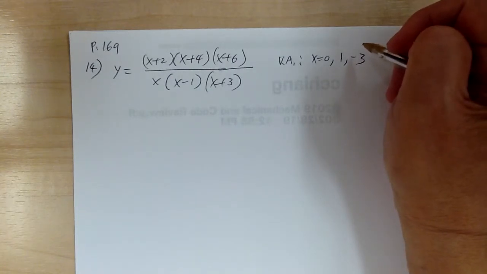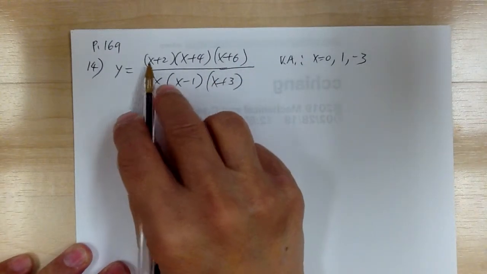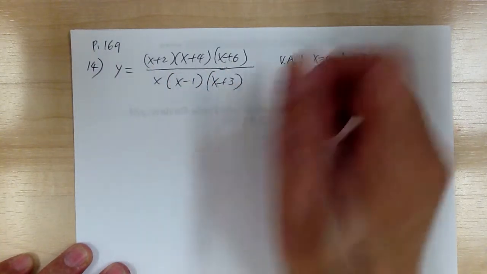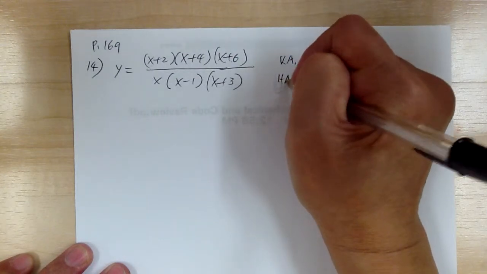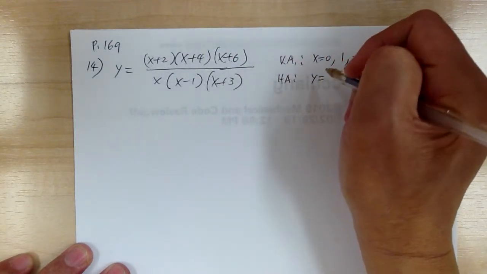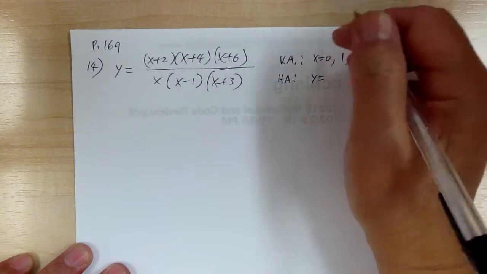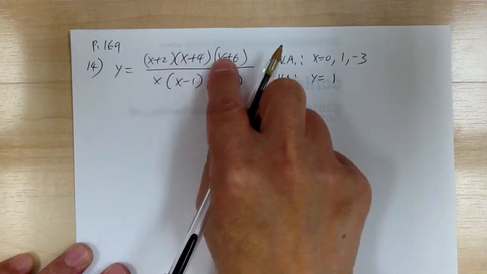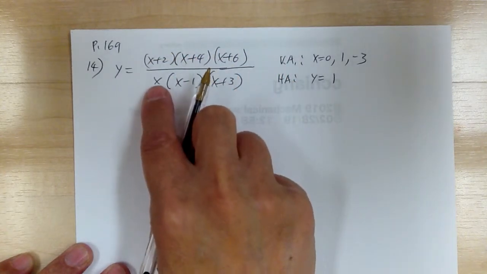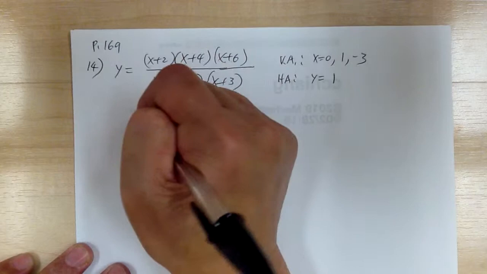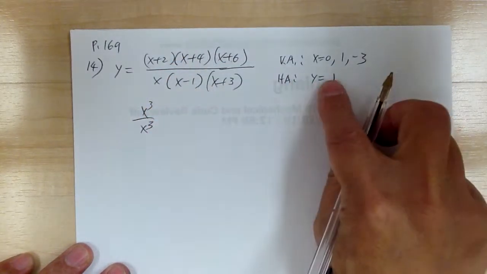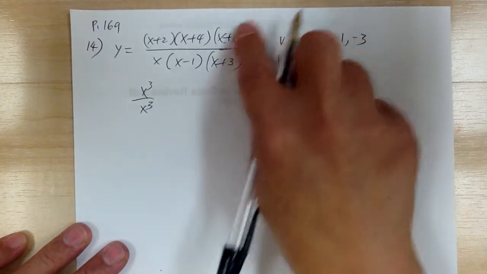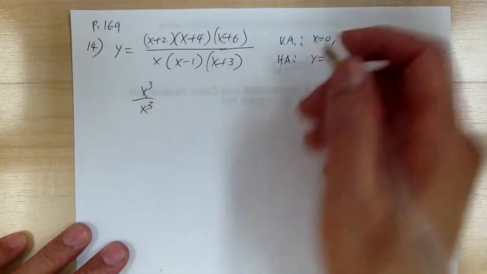Now for the other asymptote, when you multiply, you're going to get x cubed. So you're going to get x cubed over x cubed. So you're going to get equal to 1. Again, when you multiply, the highest degree term is x times x times x. So that's x cubed. On the bottom, you get x times x times x. So that's how we get y equal to 1. Again, when you figure out the horizontal asymptote, you don't care about the numbers. You just look at the highest degree.